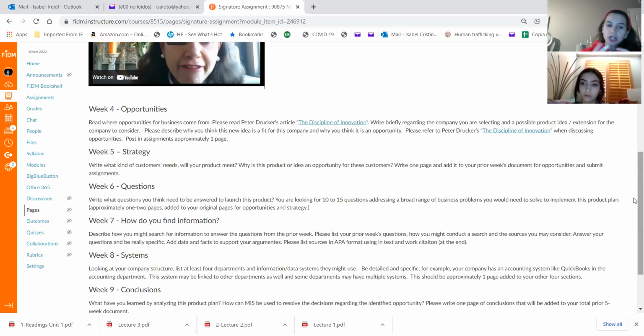And then finally, we're going to address the conclusions, from which you can conclude, from the standpoint of the product plan as a signature assignment, if this was proven to still be a good opportunity, or if in the middle of your research, you realize there is actually a new launch of a similar product, you can address this.